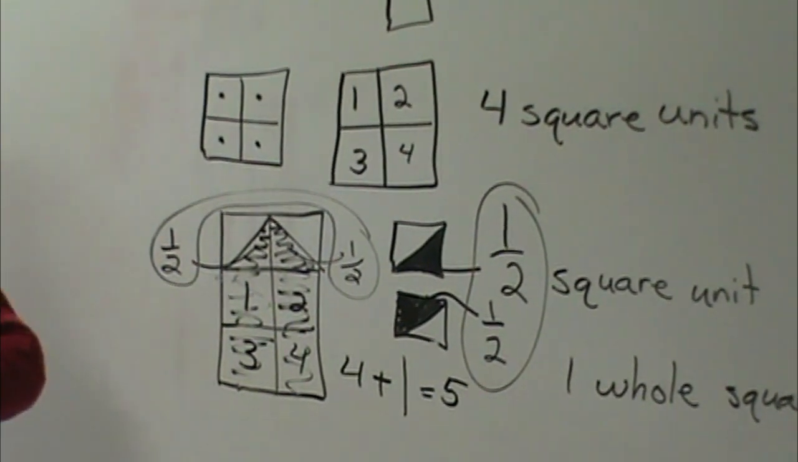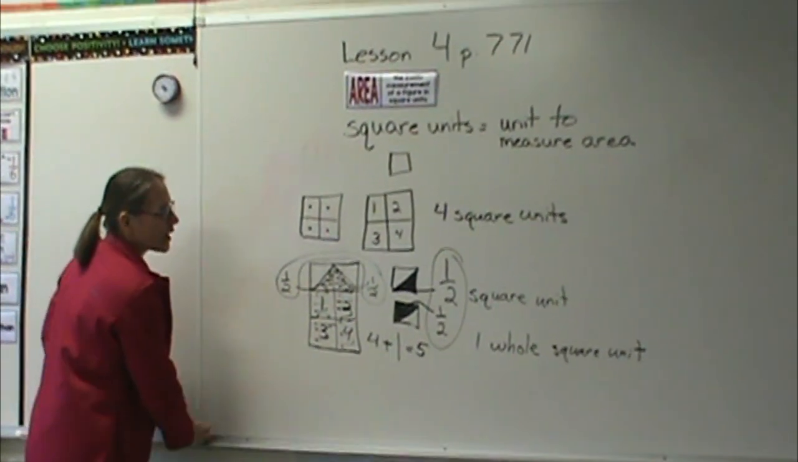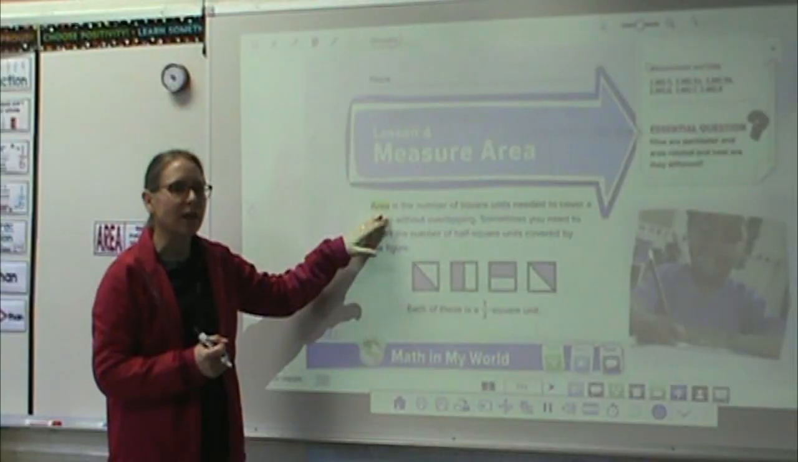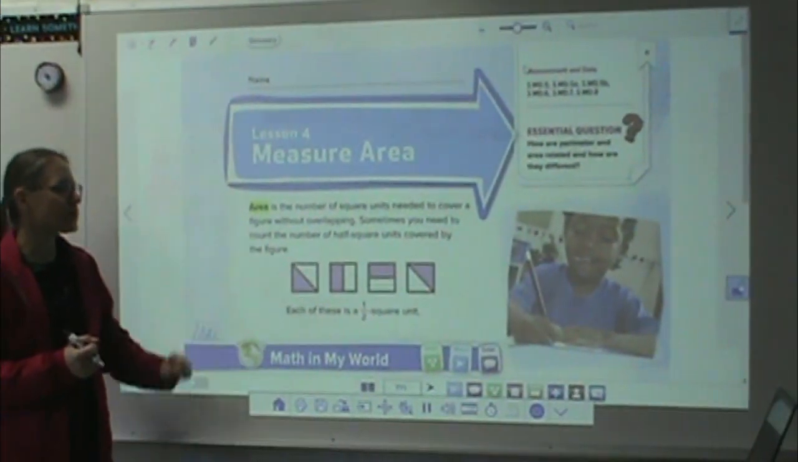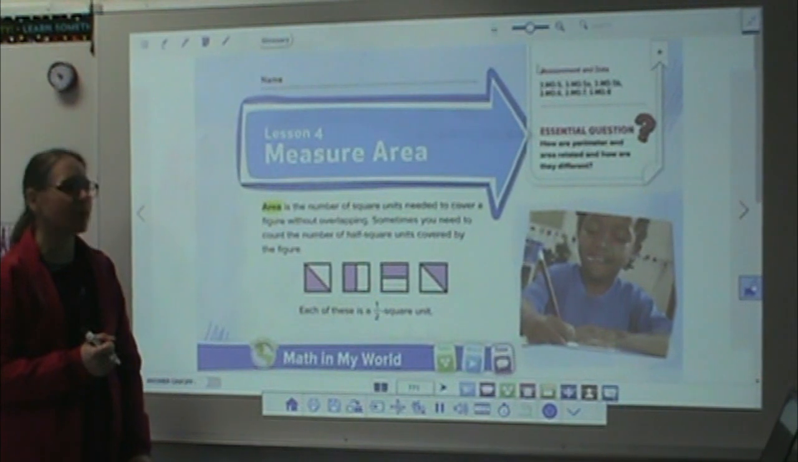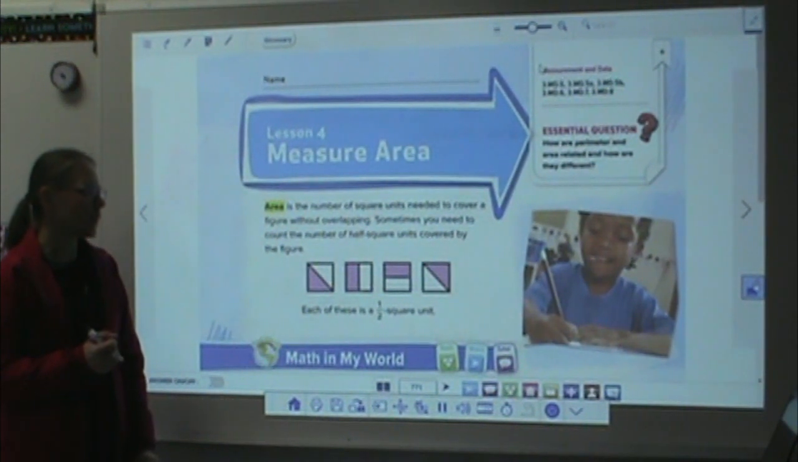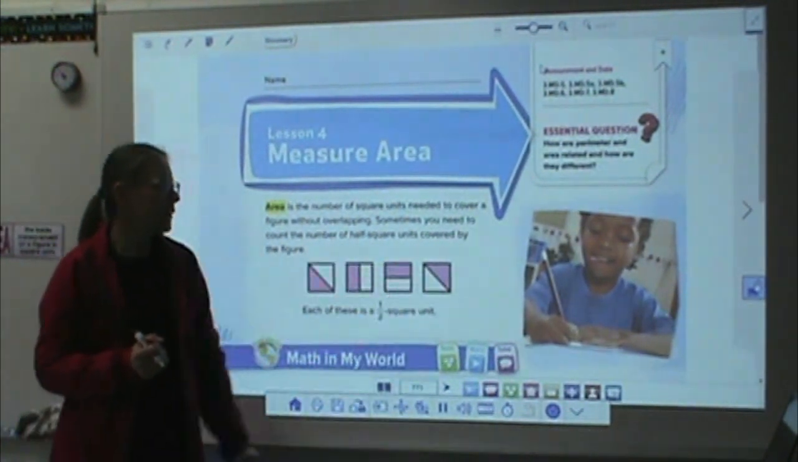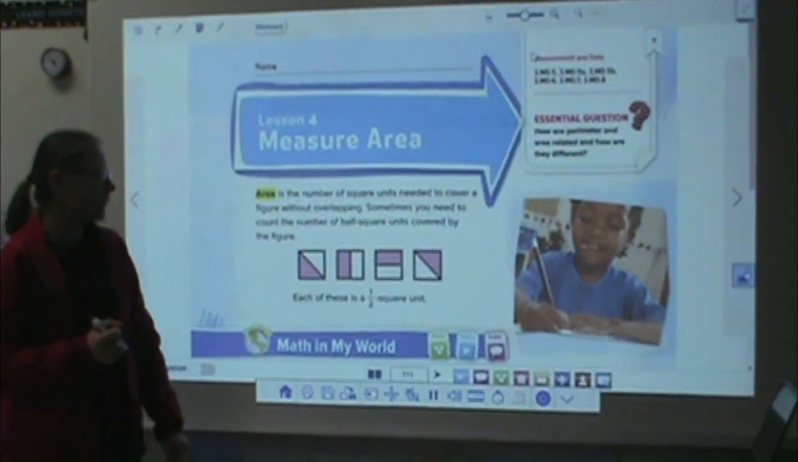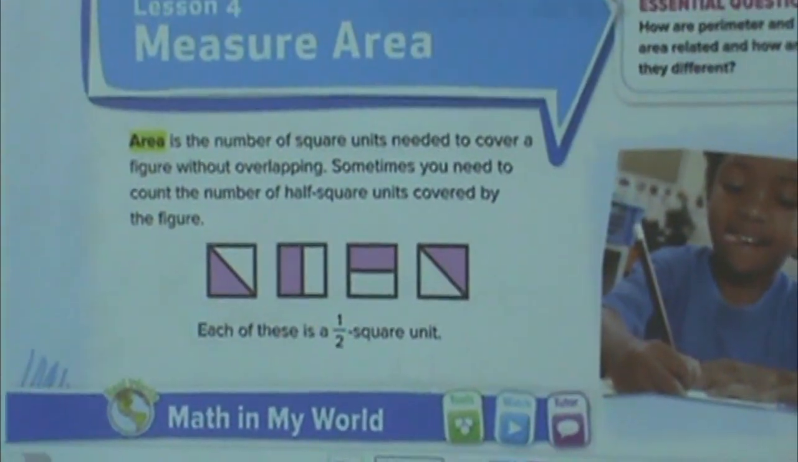Okay, let's hop into our book now. So go ahead and open up your book to 771 while I go ahead and turn on the definition of area again. Area is the number of square units needed to cover a figure without overlapping. Sometimes you need to count the number of half square units covered by the figure. So here's an example of some half units with half of the area shaded. Each of these is 1/2 of a square unit.